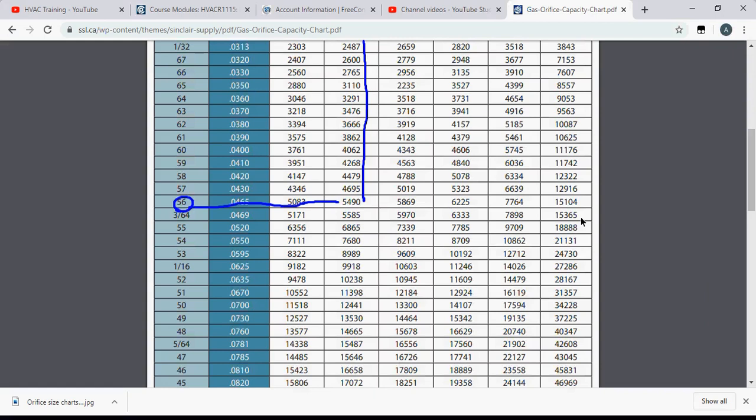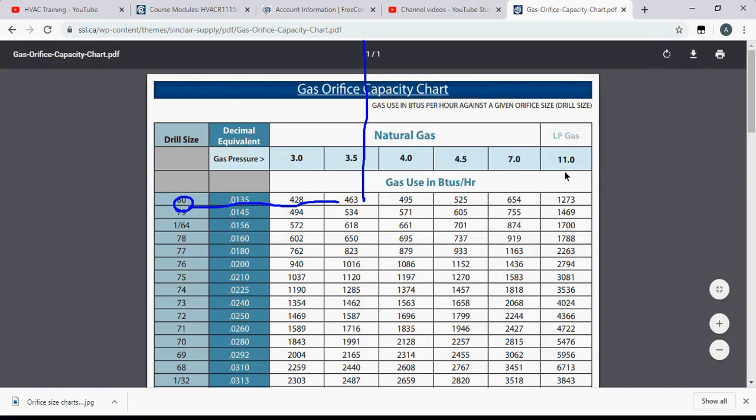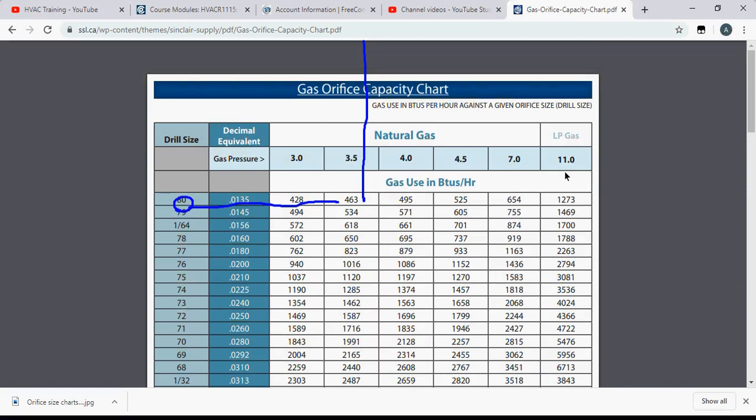I might want to raise it a little bit. Obviously, this chart here won't show you that, because it only goes up to 11 inches of water column for LP. But if you have a more in-depth chart, you will be able to see what you would actually have to raise the pressure to, to get it close to your initial orifice rating that you're looking for.